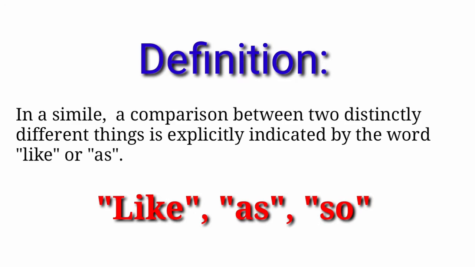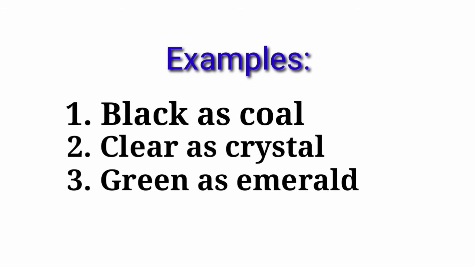Now move on to the example section. There are a huge number of examples of similes we were taught when we were children. Some of the common examples are black as coal, clear as crystal, green as emerald, or red as rose. Such types of examples we know from our childhood classes. Okay, so these are the examples of simile, but the problem lies somewhere else. I must say that these are not so much important.